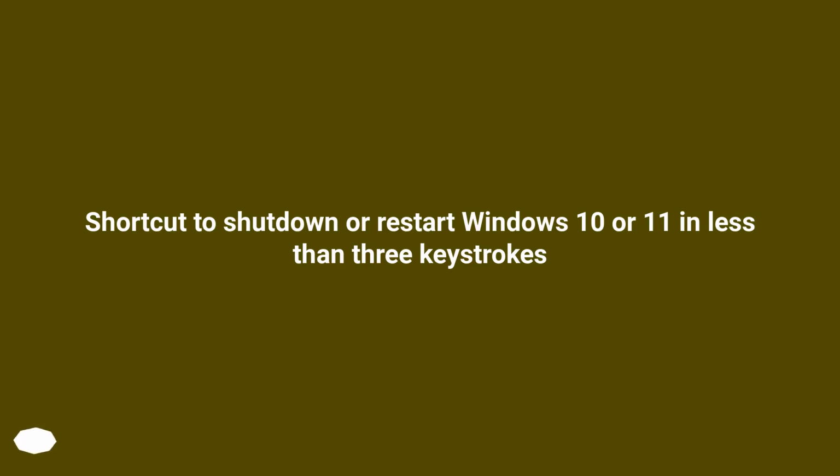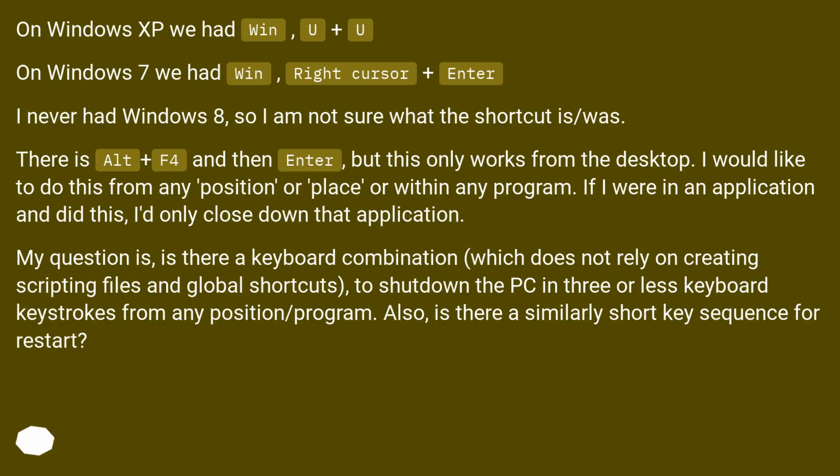Shortcut to shut down or restart Windows 10 or 11 in less than 3 keystrokes. On Windows XP we had Win, U plus U. On Windows 7 we had Win, right cursor plus Enter.